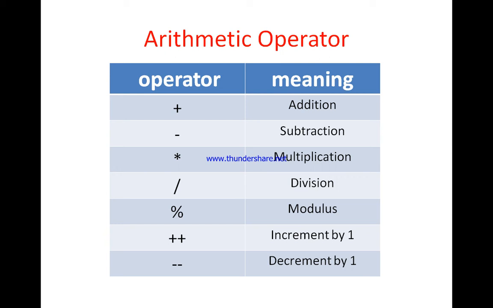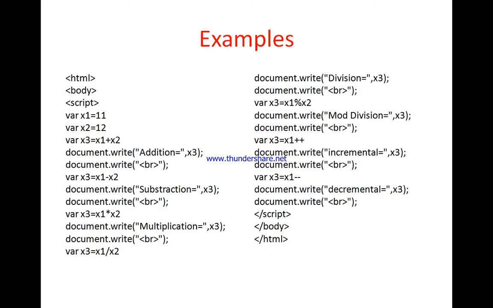Now let us see the example of arithmetic operator. In this example we have taken the HTML tag and body tag. Inside the script tag we have declared two variables where x1 is 11 and x2 is 12. Now in x3 we are doing the addition of x1 and x2. Then we have displayed the addition value with the help of the document.write method. Again document.write with a break tag goes to the next line.